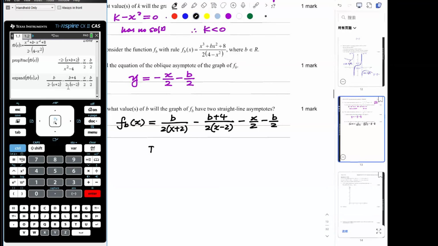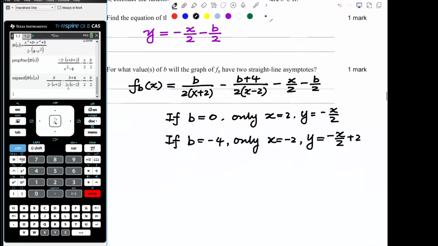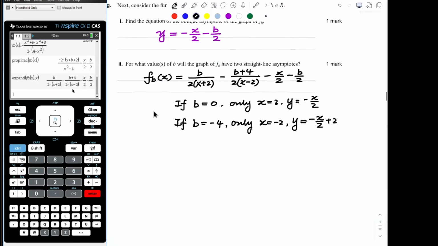Therefore, if b equals 0, we only have x equals 2 and y equals minus half x. If b equals minus 4, we only have x equals minus 2 and y equals minus half x plus 2. Therefore, pretty much, it's these two values, okay?